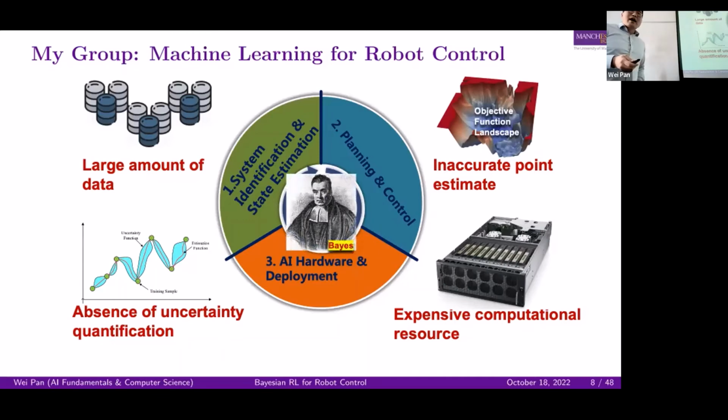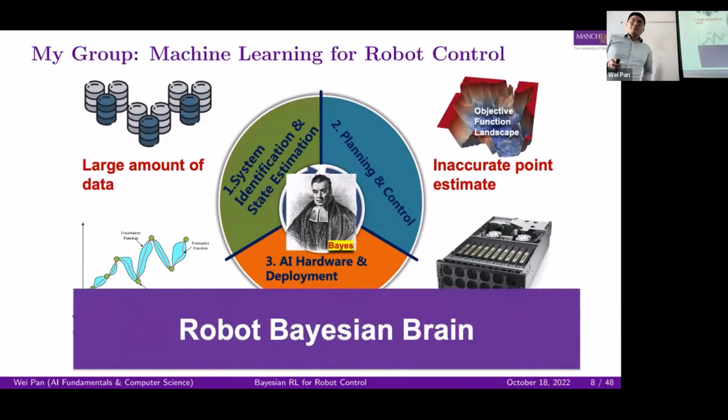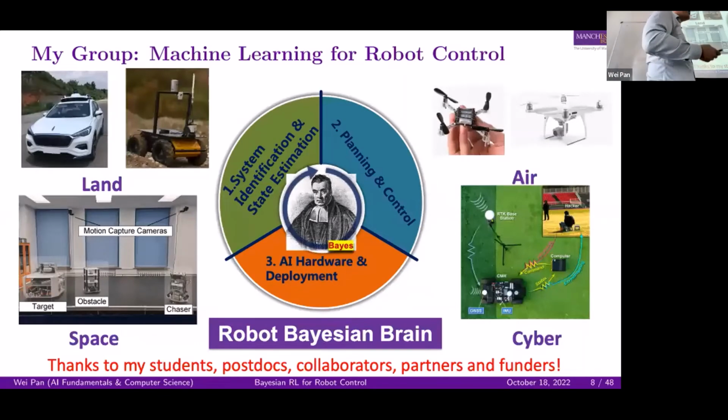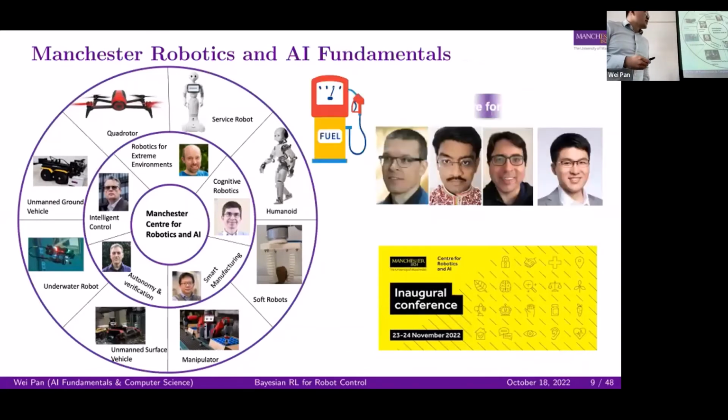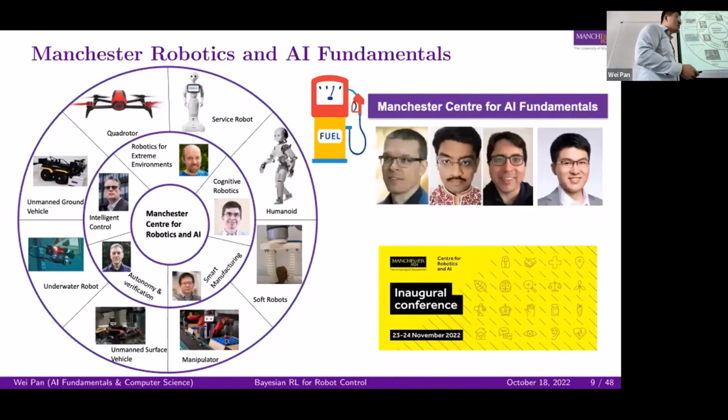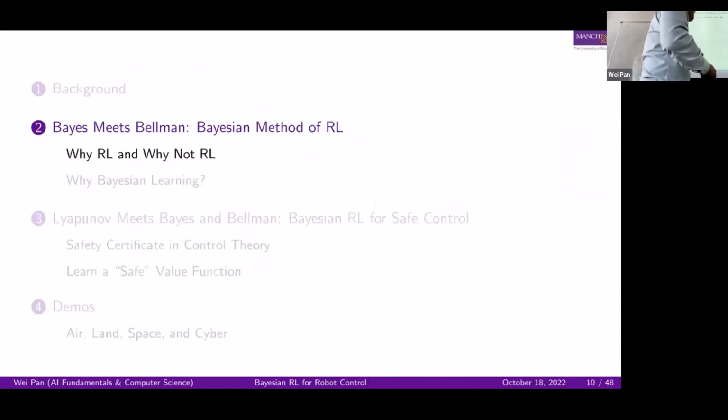And we found, and we believe, Bayesian learning is very promising to solve these challenges. So our aim is to build a robot Bayesian brain. And we believe this robot Bayesian brain can be implemented across different robot platforms. Recently we joined Manchester, and we found that Manchester is very strong in robotics. And I believe together with my colleagues in the Center for AI Fundamentals, we can be the enabling factor to push forward the development of robotics in Manchester.